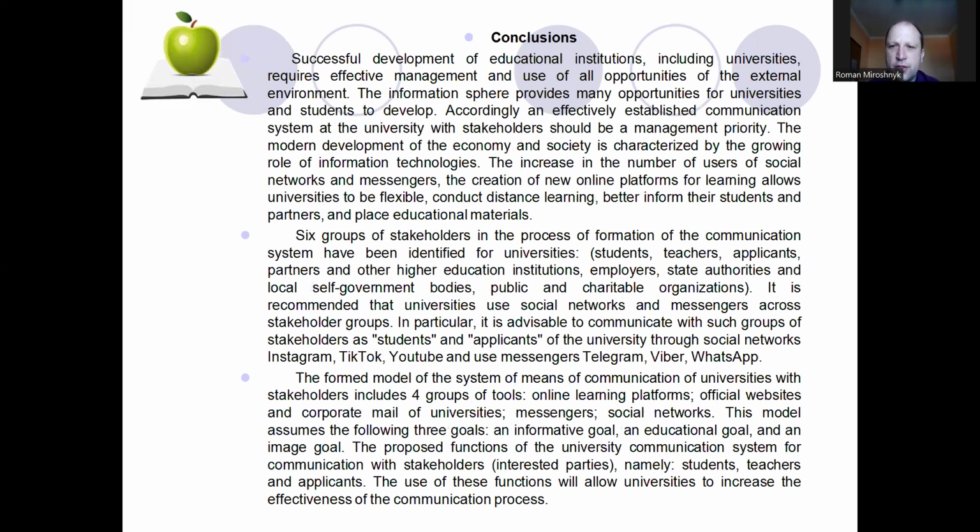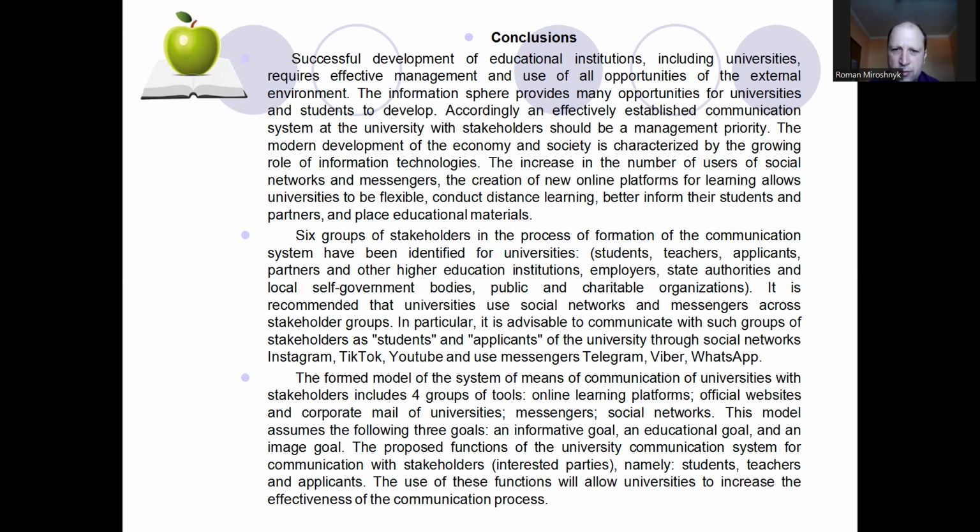Successful development of an educational institution, including a university, requires effective management and use of all opportunities of the external environment. The information sphere provides many opportunities for the university and students to develop. Accordingly, an effectively established communication system at the university with stakeholders should be a management priority. The modern development of the economy and society is characterized by the growing role of information technology. The increase in the number of users of social networks and messengers, and the creation of new online platforms for learning allows the university to be flexible, conduct distance learning, better inform students and partners, and place educational materials.